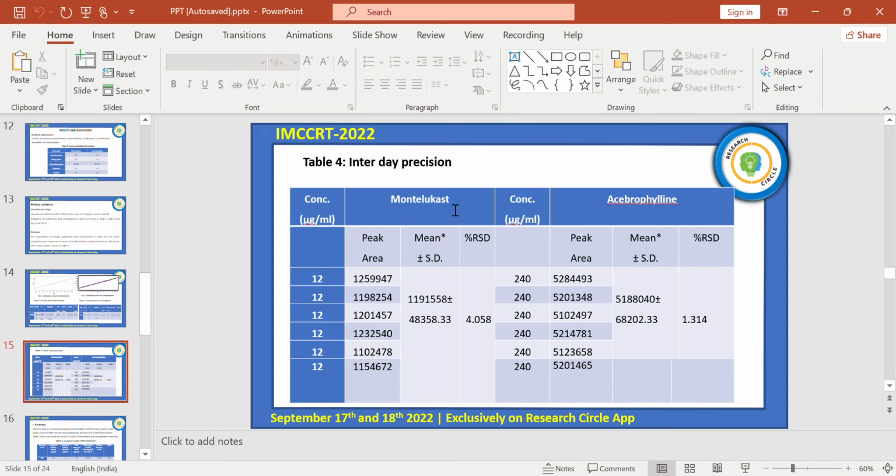For Montelukast, the repeatability of method was determined at the concentration of 12 microgram per ml, where the percent relative standard deviation was found to be 4.058. For acebrophylline, the precision was determined at the concentration of 240 microgram per ml, and the percent RSD was found to be 1.314. These are the peak areas for the Montelukast and acebrophylline.